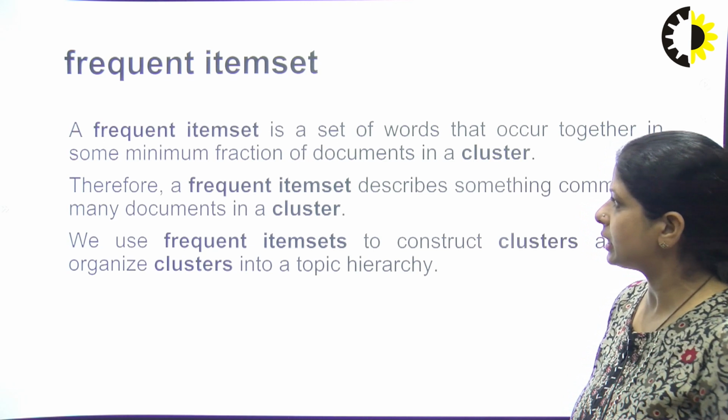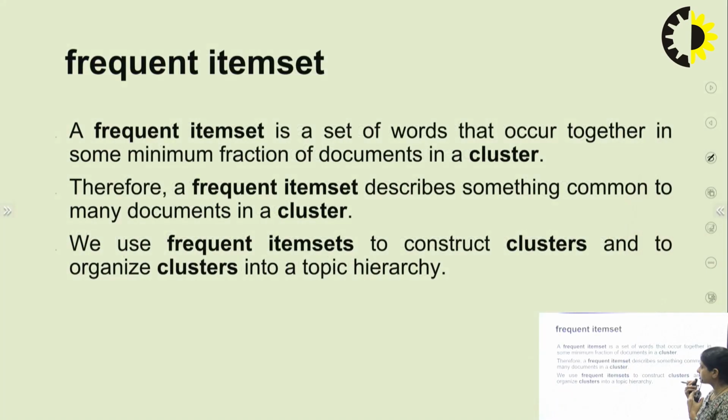A frequent item set is a set of words that occur together in some minimum fraction of documents in a cluster. All right. So, therefore, we can say a frequent item set describes something which is common to many of the documents in a cluster. We use frequent item sets to construct clusters and to organize clusters into a topic hierarchy.